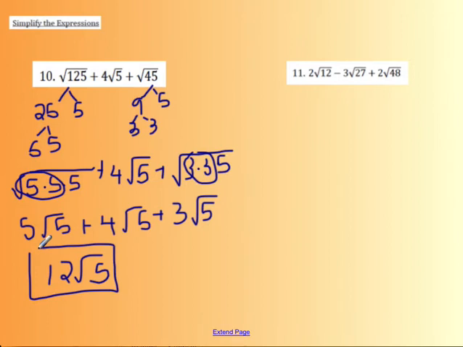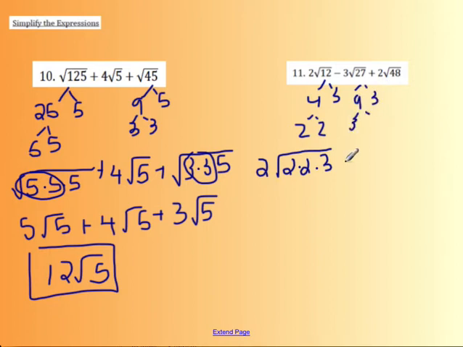Next, let's take a look at number 12. So for 12, I can break down to 4 and 3. And then I'm going to take that 4 and break it down to 2 and 2. So then I'm going to have 2 times the square root of 2 times 3. And then I want to break down 27, which I can break down to 9 and 3. And then that 9 I can break down to 3 and 3. So that's going to be minus 3 times the square root of 3 times 3 times 3.